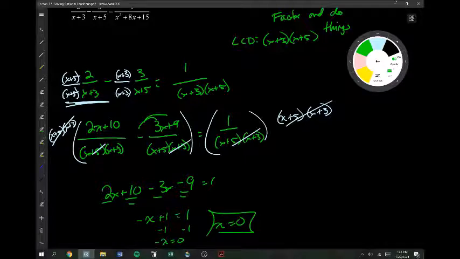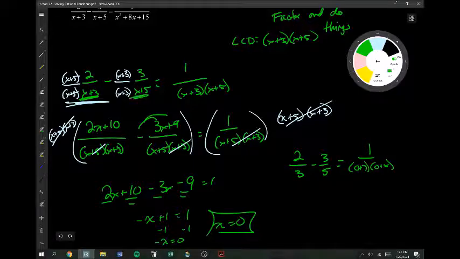Is that really possible? Is 2/3 minus 3/5 equal to 1/15? Right, I plugged in a 0 for x to get 2/3, plugged in 0 for x to get 3/5, plugged in 0 for both these x's to get 3 times 5 is 15. So I have 10/15 minus 9/15 equals 1/15. Yes, it checks.